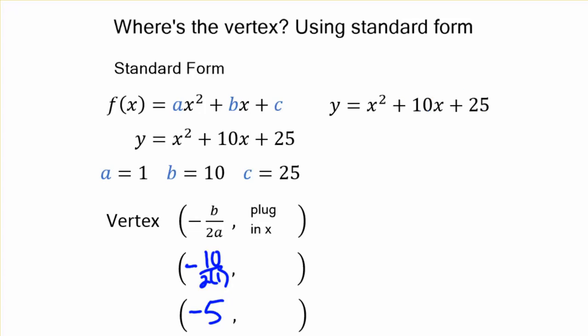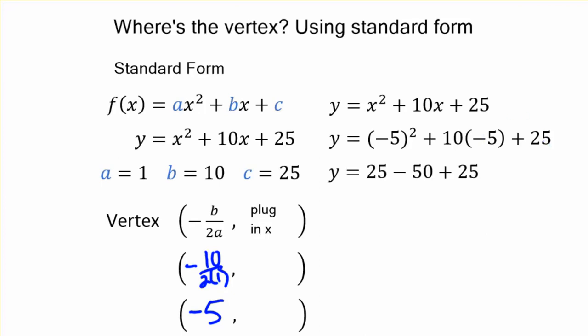So y is going to be the negative 5 squared plus 10 times the negative 5 plus 25. Remember your order of operations, squared first, then multiply. The last thing you're going to do is then subtract and then add from left to right. So 25 minus the 50 is negative 25, plus 25 is 0. So negative 5, 0 is going to be the vertex of that parabola when you graph it. So you're supposed to use completing the square to find vertex form, but it's quicker and easier just to do negative b over 2a.